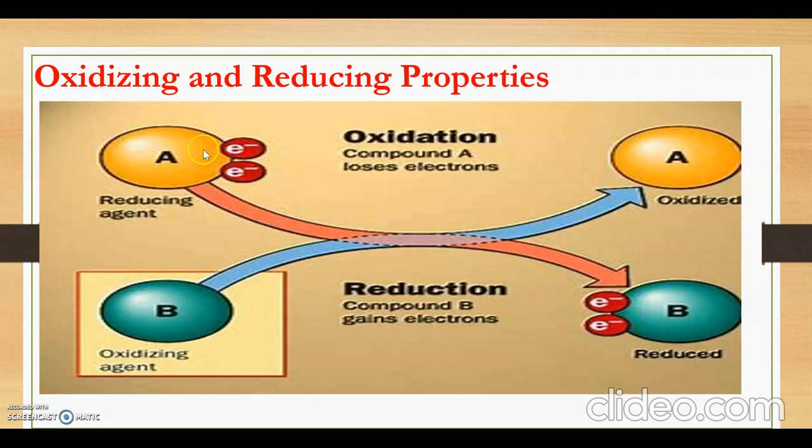Here this diagram shows the reducing agent. A loses electrons, or supplies electrons, to B, and B gains electrons. B gets reduced and A gets oxidized. This is called a reducing agent. Those elements which supply electrons are called reducing agents, and those elements which accept electrons are called oxidizing agents. This is the vice versa procedure.